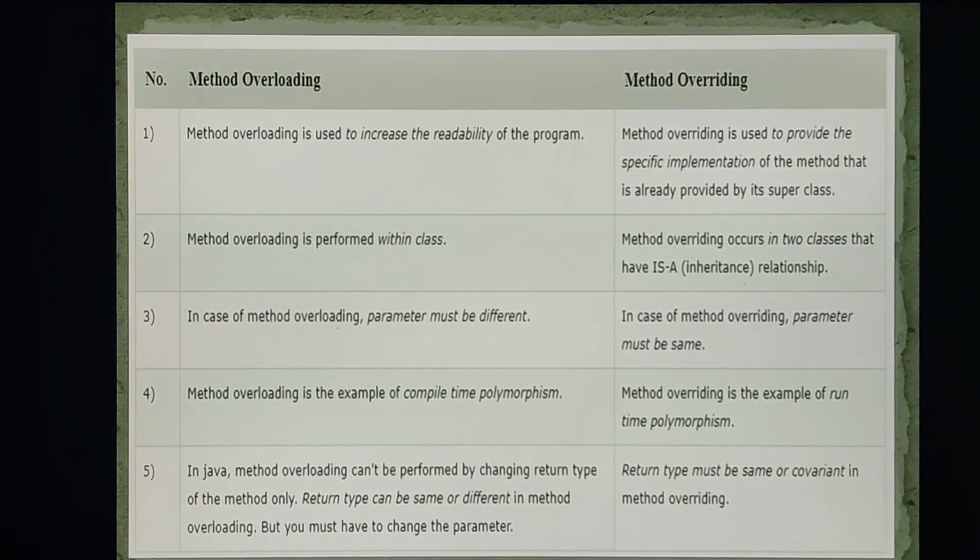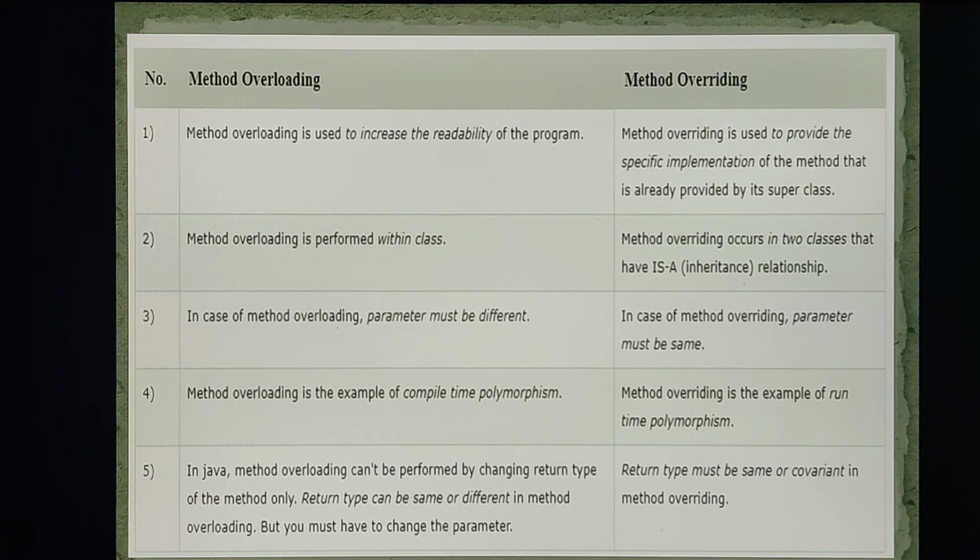So what is the difference between method overloading and overriding? Overloading is used to increase the readability of the program, but method overriding is used to provide the specific implementation of the method that is already provided by its superclass. Method overloading is performed within the class, but method overriding occurs in two classes that have an is-a relationship, meaning inheritance. In method overloading, the parameters must be different. In method overriding, the parameters must be the same.